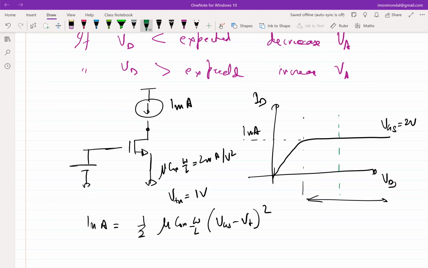If I apply a VGS equal to 3 volt, for example, I'm expecting my current curve to be something like this. Maybe I was expecting 4 milliamp of current, but I am now limited by my current source, which is giving me 1 milliamp. So I was expecting to be here, but I have to come down to 1 milliamp, which means I have to go all the way from here to here. So I will end up in the linear region. So what is the fix to that?